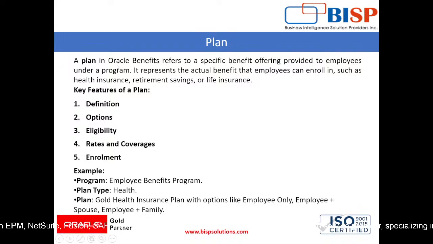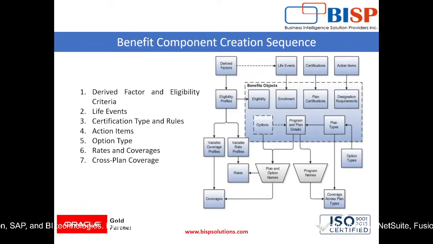Before we create a plan, we need to know about benefit components. This flowchart represents the benefit component creation sequence: how we are going to create the benefit objects, these are the benefit objects, and how other factors are related with these benefit components, we are going to see that. The first point you can see is derived factor and eligibility criteria. Sorry, that's eligibility profile.